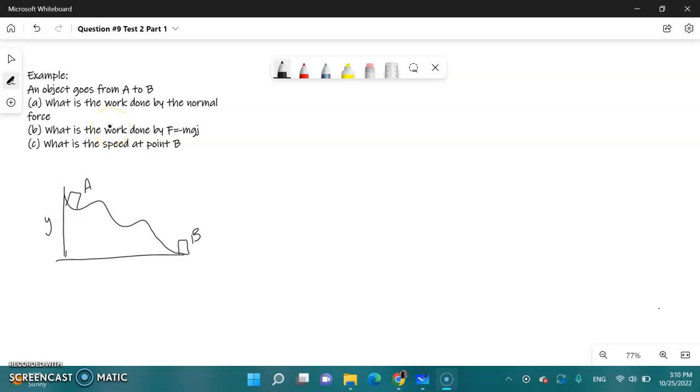For this question, we're being shown an object with an unusual path downwards, and the object goes from A to B. So first off, we're going to try to determine what is the work done by the normal force.